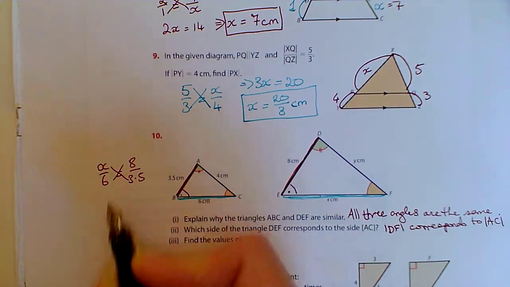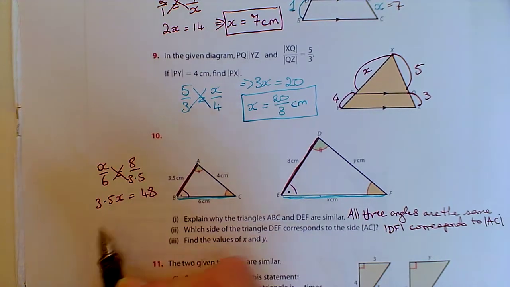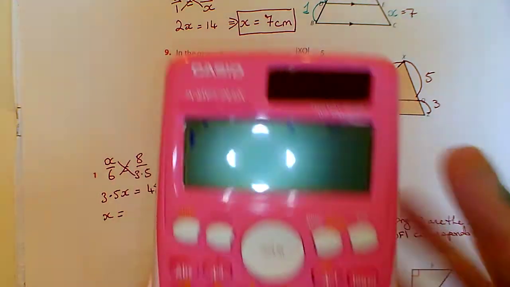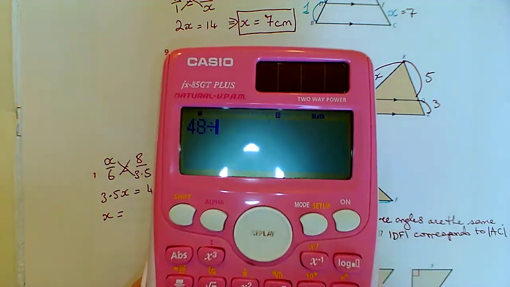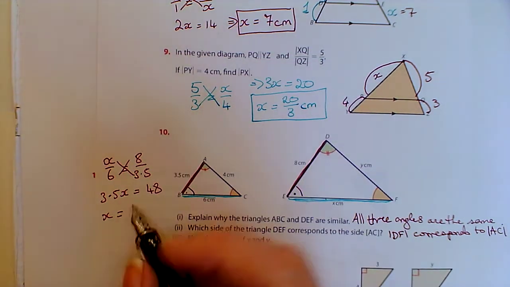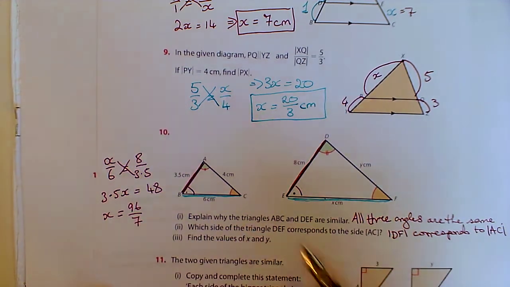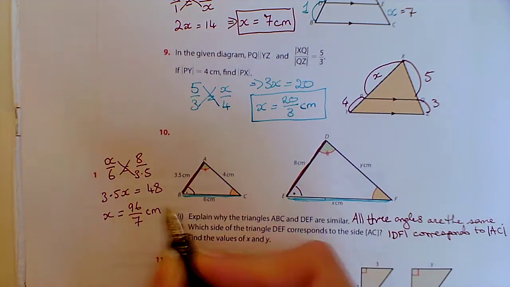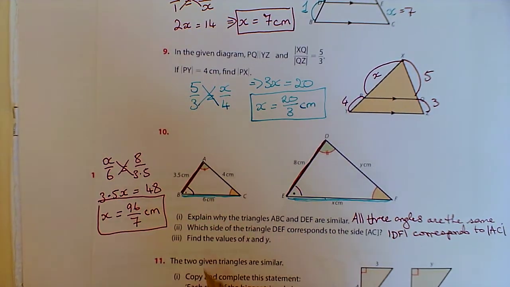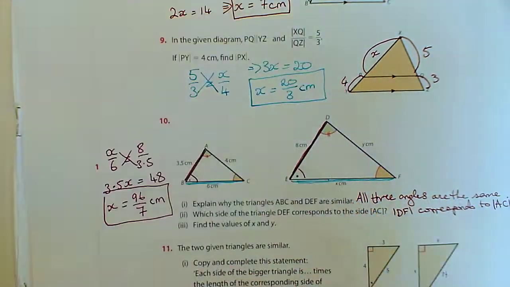And then I cross multiply. 3.5x is equal to 48, and x is 48 divided by 3.5, which gives me 96 over 7. Just leave it as a fraction like that. It didn't say to a number of decimal places or anything like that. So x is 96 over 7. If you want to change it to a decimal, it's going to be 13.71.